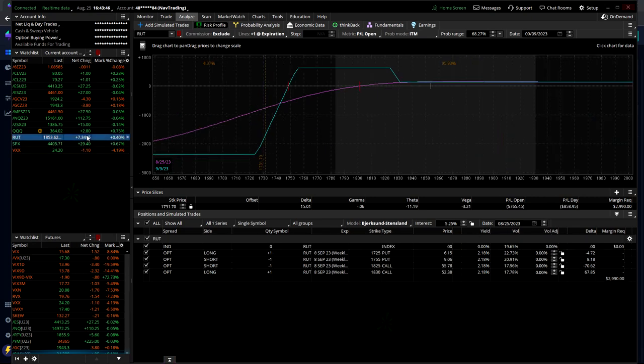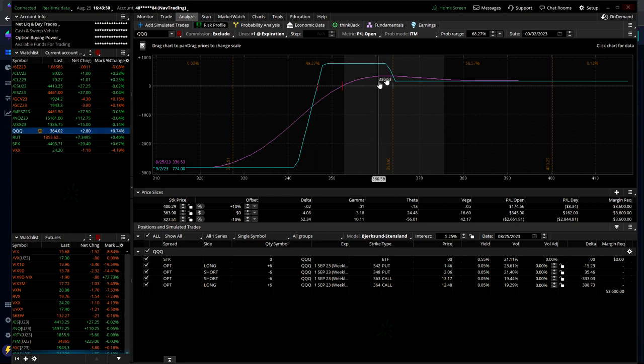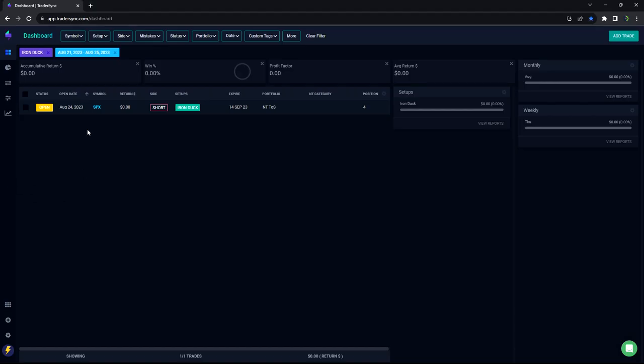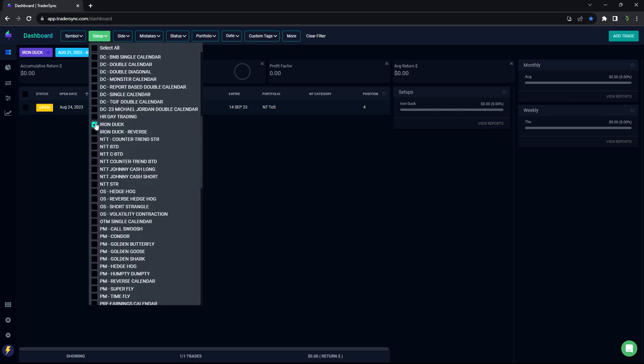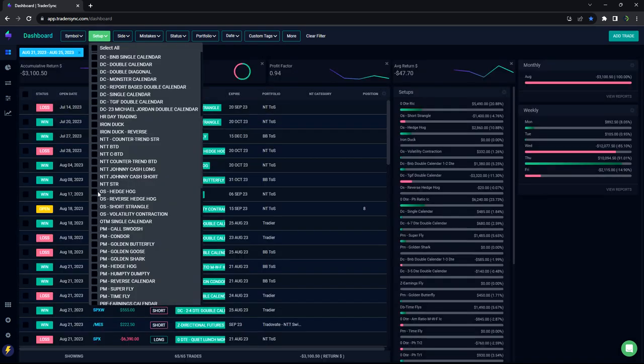We've also got one in RUT. That one's well up the beak, doing fine. And QQQ, this one we will take off. This has a SEP 1, so we'll take this one off early next week. So that's it for ducks. No NTT trades this week.